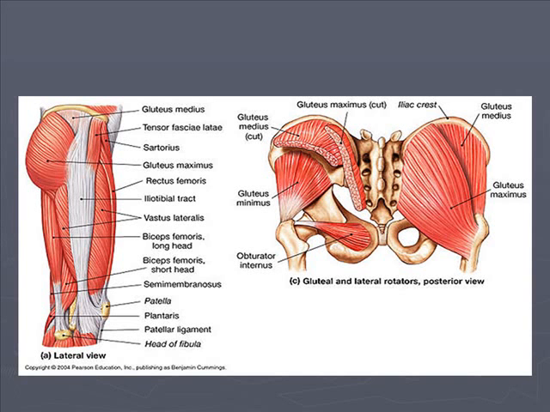These are some of the groups of muscles. Again, I'll show you these again when we show the lab portion. Basically, these are the larger groups of muscles that will either abduct or adduct at the hip joint itself.